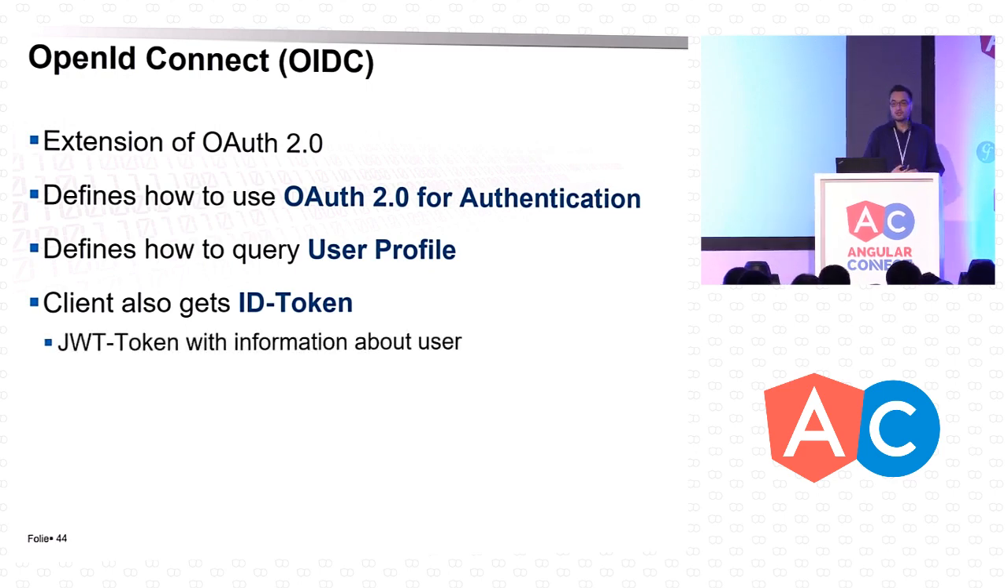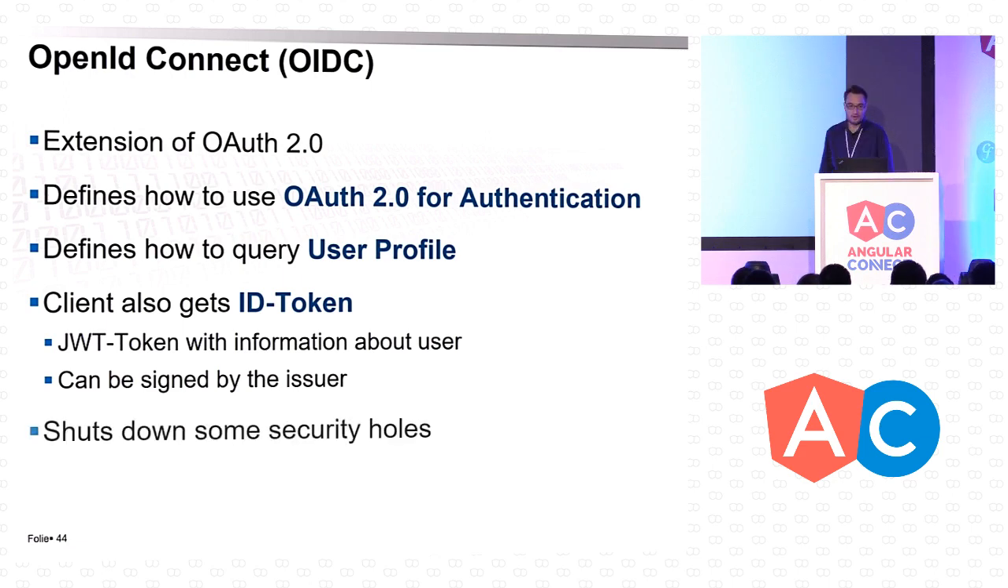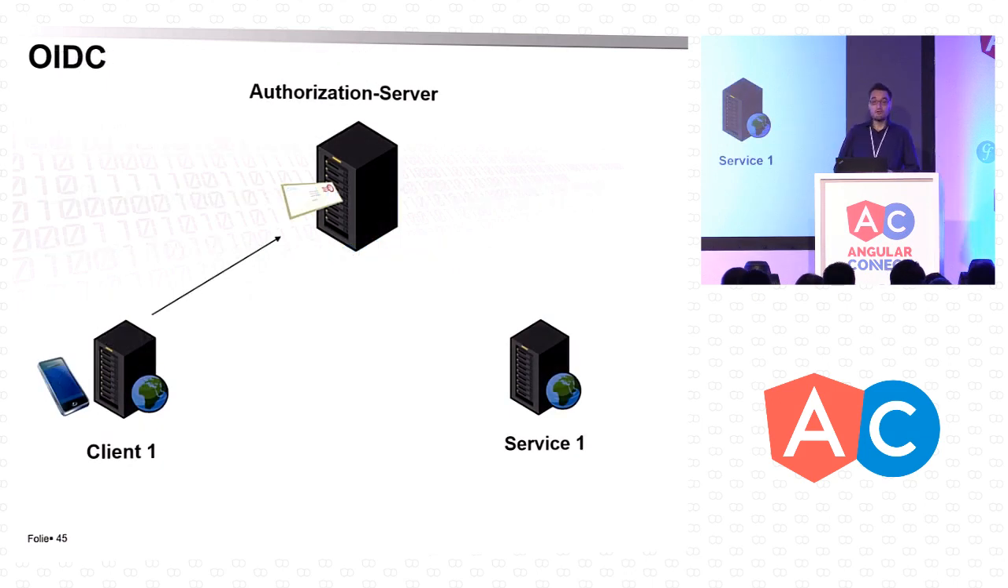Identity token is a JSON web token. Just think of it like a JSON document that consists of some information about the user: username, email address, company, and so on. And this token can be signed by the issuer, that is the authorization server. And in addition to that, OpenID Connect shuts down some security holes that can arise when you are using OAuth 2 for authentication scenarios.